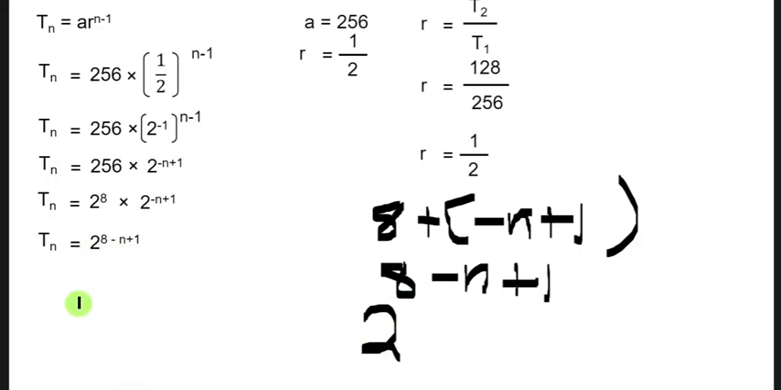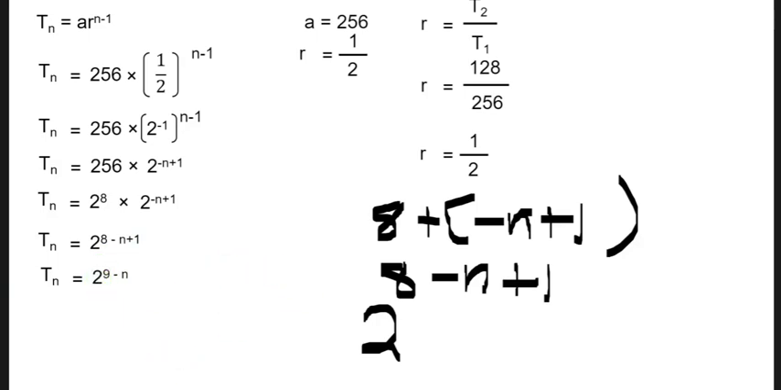Then from here you say Tn is equal to, now you are going to look at the 8 and 1, which are like terms. So you add 8 and 1, which will give you what? 9. So you have 2 to power 9 minus n as your formula.